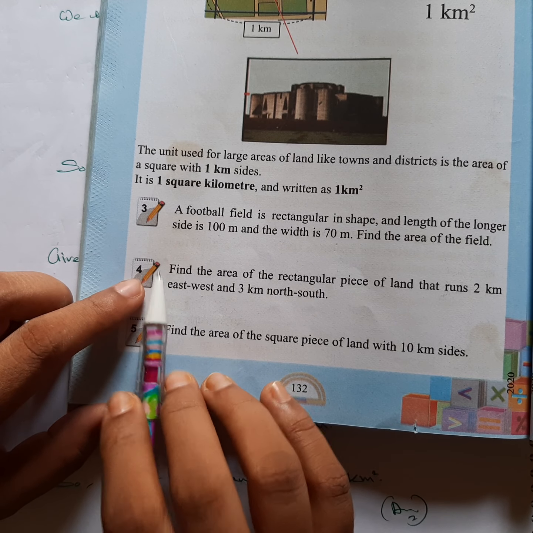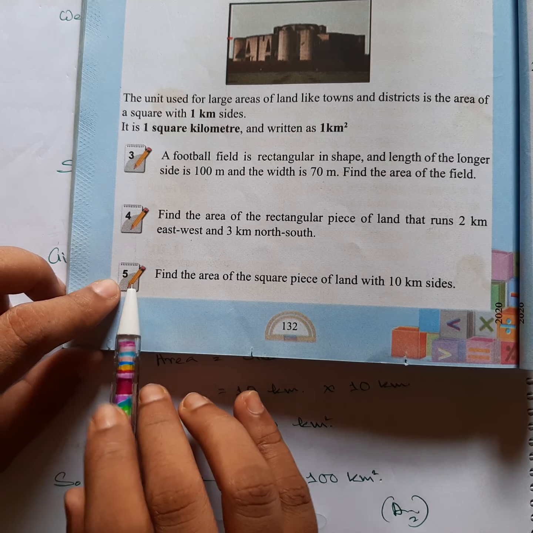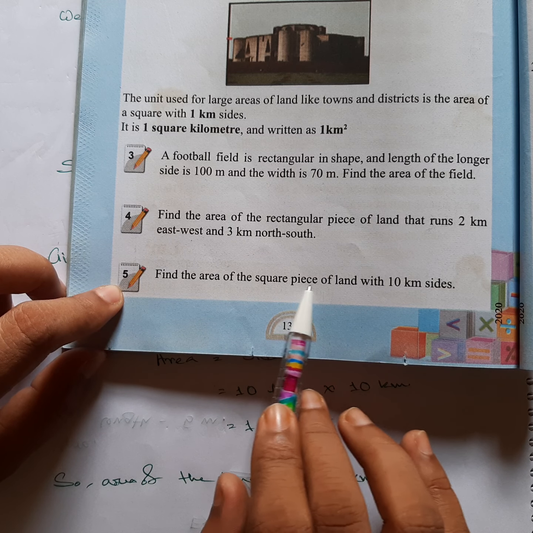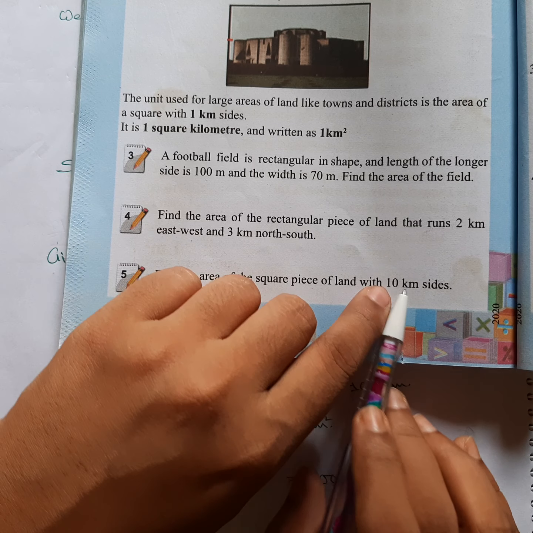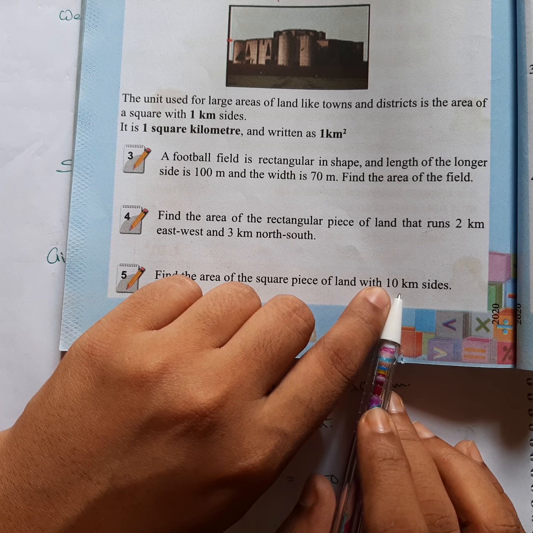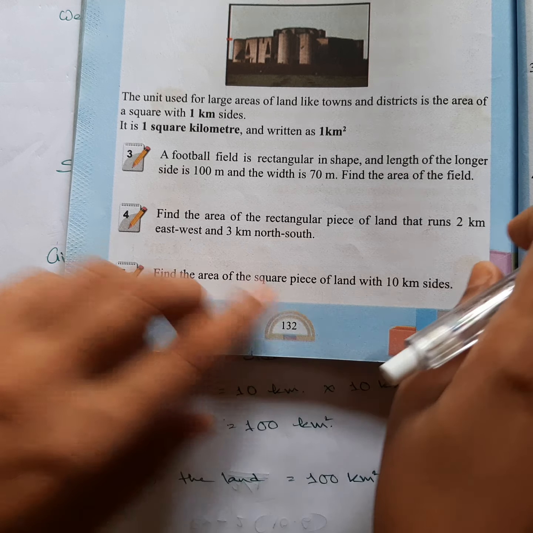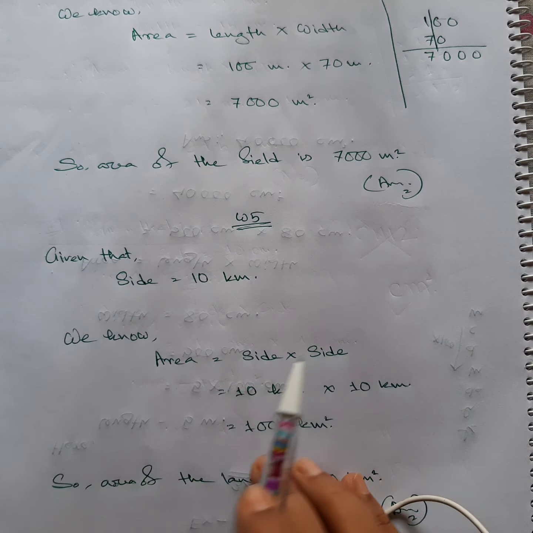The other one they gave us is the same one. I'm not going to do that one. You can do it by yourself. Question 5: find the area of a square piece of land, which has 10 kilometer sides. How to do that one?